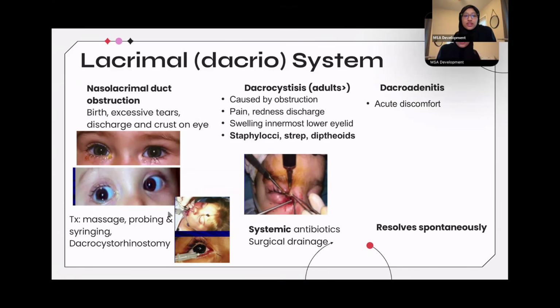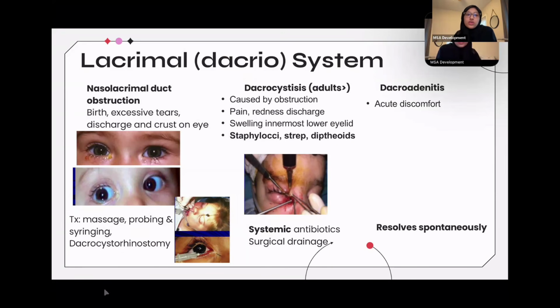What can you do to treat that? You can first massage it like that. If you massage it, it's gonna relieve that obstruction sometimes, and the tears can flow through. So massaging it is the first thing until they are, let's say, 1 year of age. If that doesn't work, you can do probing and syringe like these. So you can probe the area and you can open that obstruction.